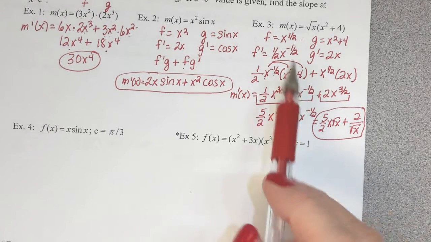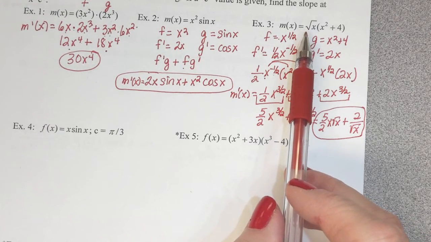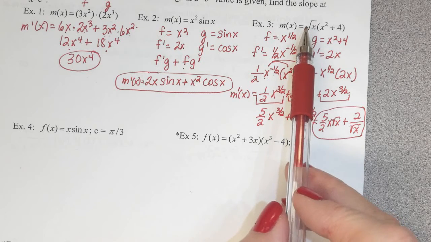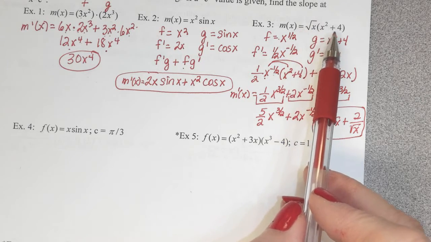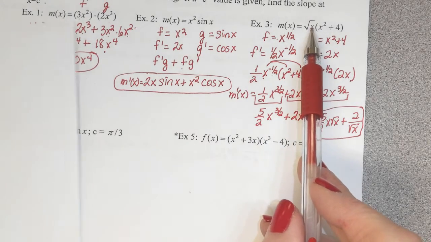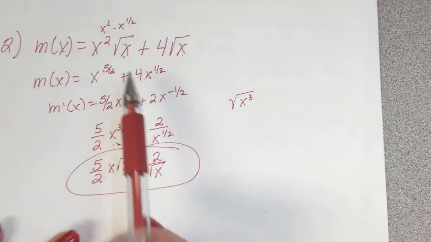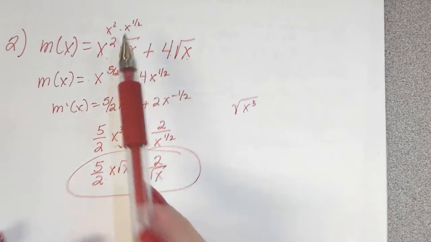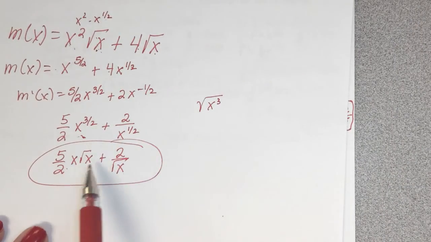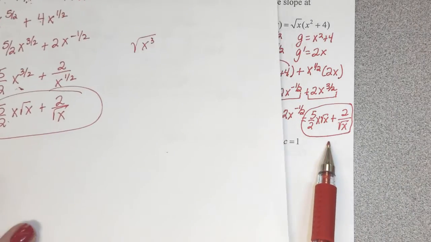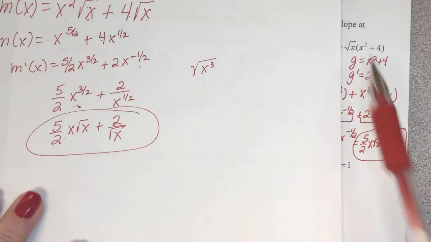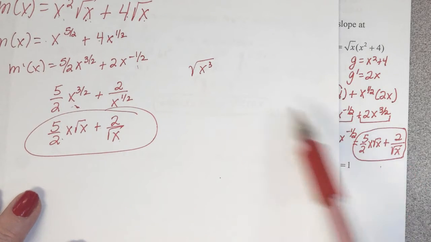Do you guys see how this is the exact same problem we just did in the warm-ups? See how if I had multiplied this out, all I did in the warm-ups is I multiplied it out for you. I wrote it as radical x times x squared is x squared radical x, and 4 times radical x is 4 radical x. See how we got the same answers? For that problem, which way was easier, multiplying it out or doing the product rule?